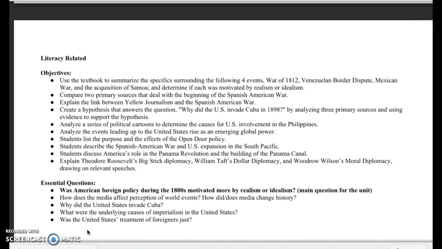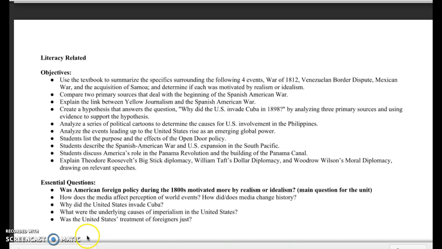And then I have my essential questions. And the main essential question is, was American foreign policy during the 1800s motivated more by realism or idealism? This is the main question we're focusing on for the unit. The other questions are more sub-questions that will relate to the main question, but this main question is what I want my students to take away from the unit.